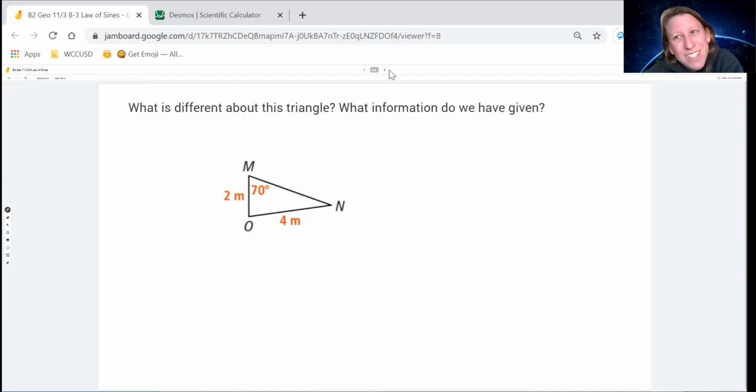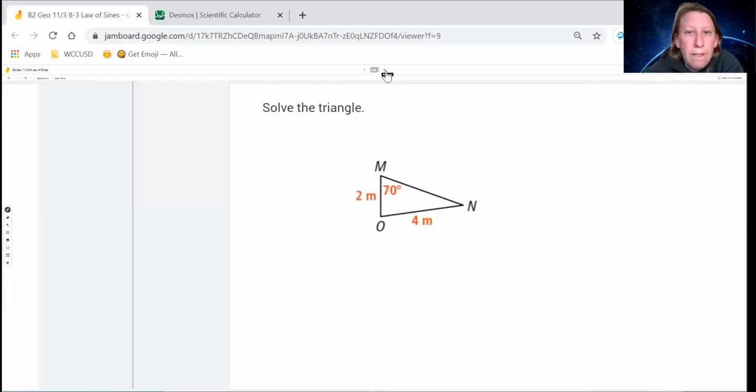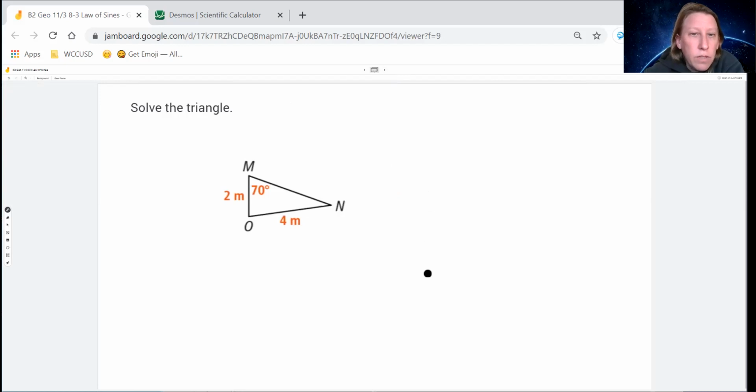All right, this one is different, but also possible. So what's different about this triangle? We have two sides and one angle. Can I find these angles? Can I solve this triangle? I can. Okay, it's a little different. The thing that you should notice is we have the angle and we have its opposite side. So we can use the law of sines in order to do this problem. So if I want to solve the triangle, I'm going to go for this angle.